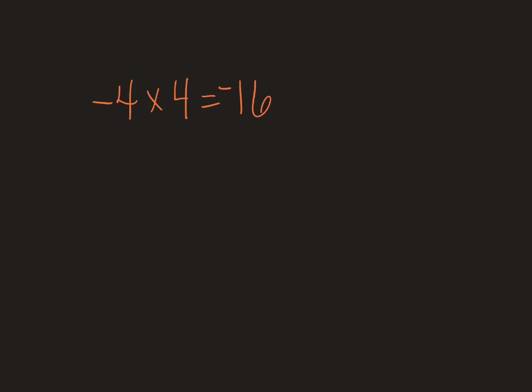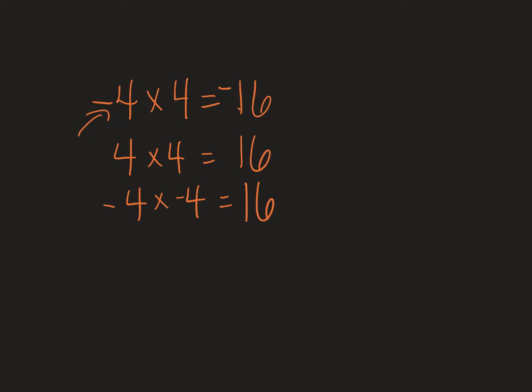Okay? If we had 4 times 4, my answer would be positive 16. If I had a negative 4 times a negative 4, my answer would be a positive 16. Does everybody understand that? Okay, if you have one negative, your answer is negative when you're multiplying or dividing. When they're both positive, or you could say the same, your answer is positive. If your signs are the same, your answer is positive. Same exact thing for dividing.